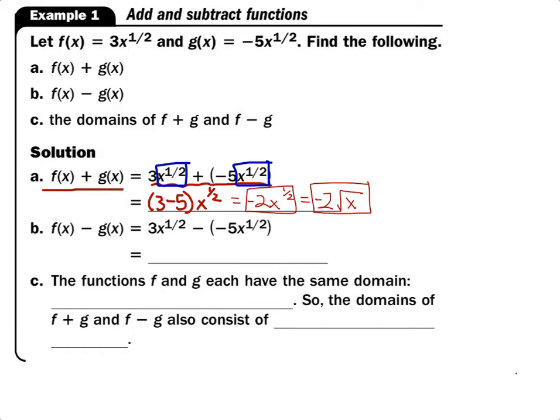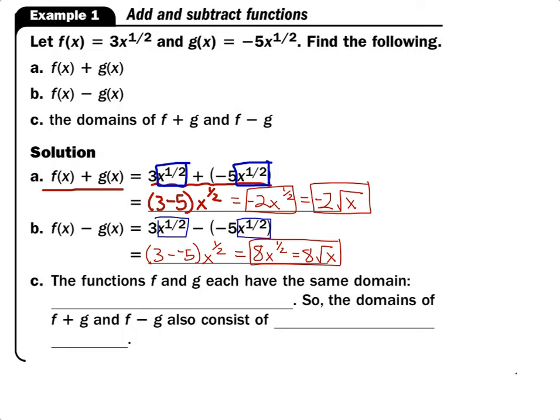For part B, where we're subtracting, it's really the same thing. You have two terms that are like terms because they both have x to the 1/2. So again, even if you're trying to make it look long, you're stuck writing silly things like 3 minus -5 with x to the 1/2 factored out. That's just 8. So it's 8x to the 1/2. And you could rewrite that as 8 square root x. They're both equivalently awesome. And then finally, there's this discussion about domains.